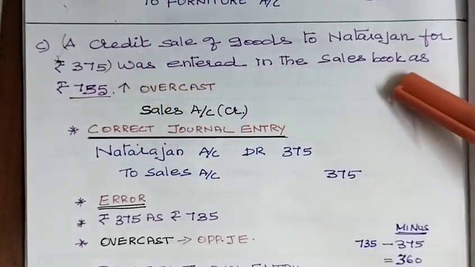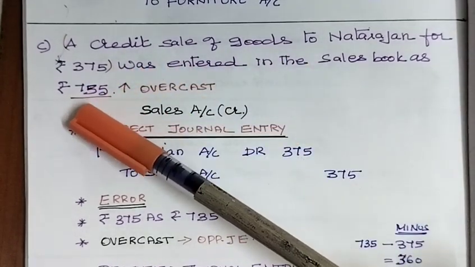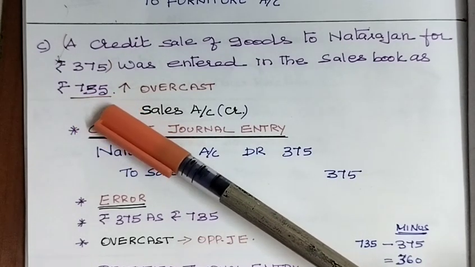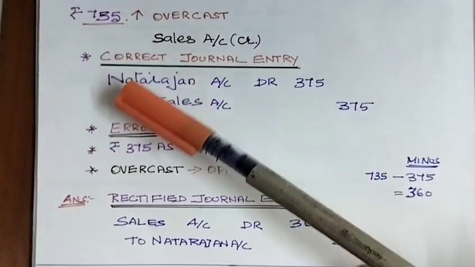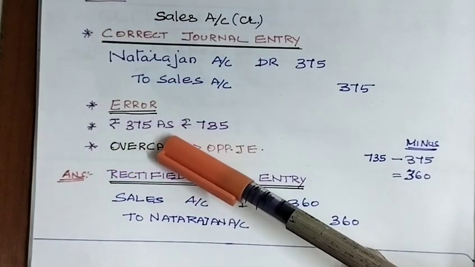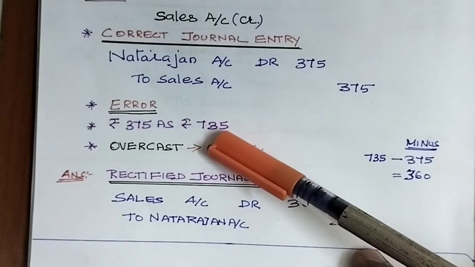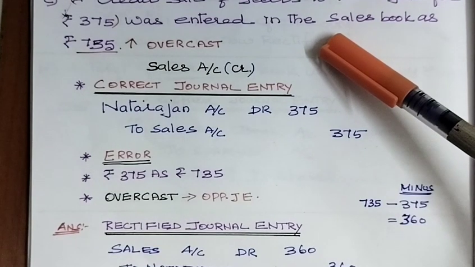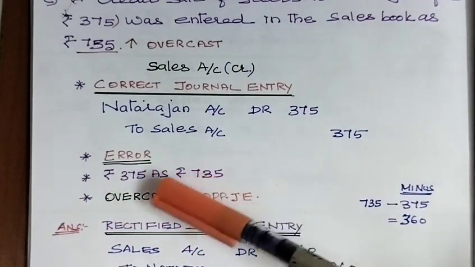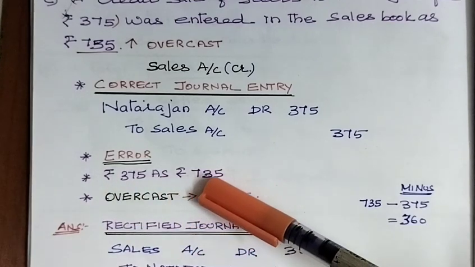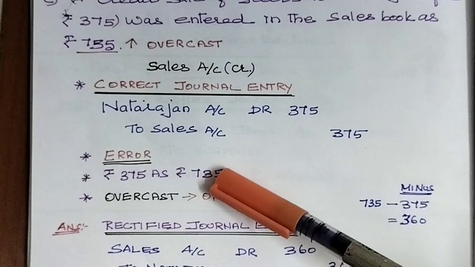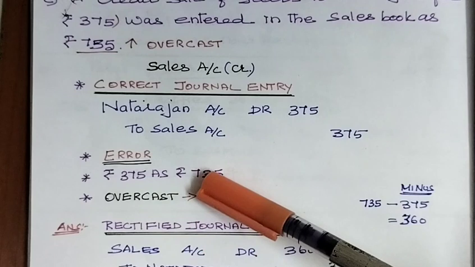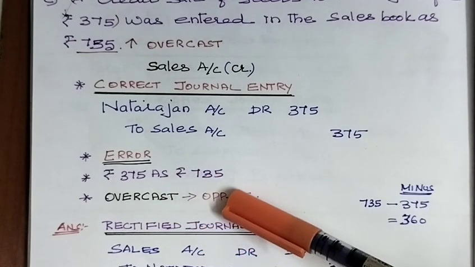It was entered in the sales book as 735. They entered the wrong amount. So where is the error? Instead of 375, they entered 735 in the sales book. So this is an overcast. Instead of 375, they entered rupees 735. So we find the error. What do we have to do? We have to follow the opposite journal entry.